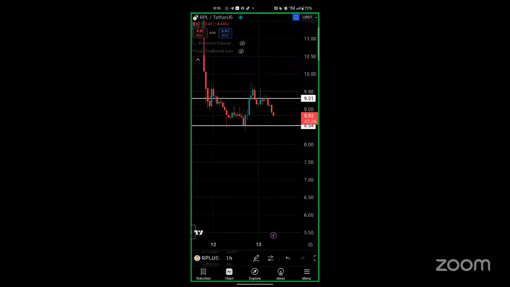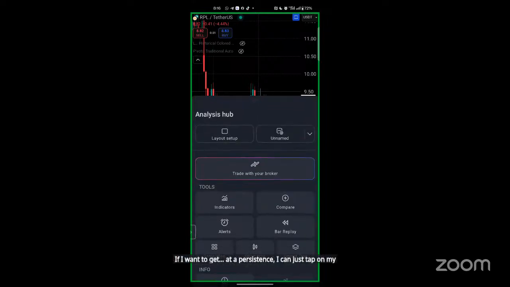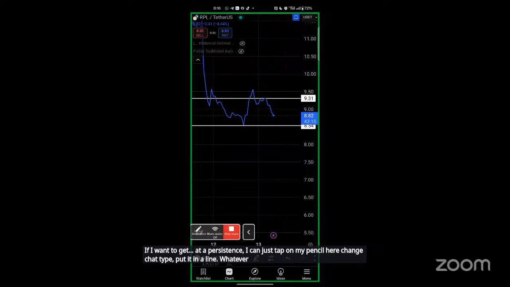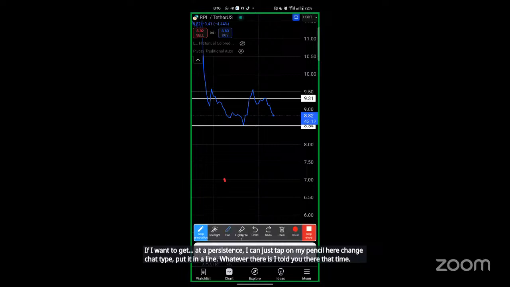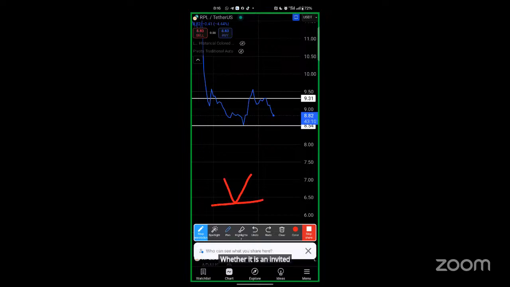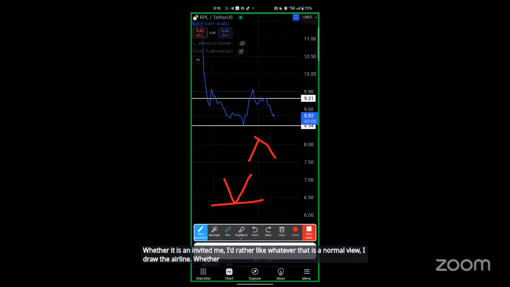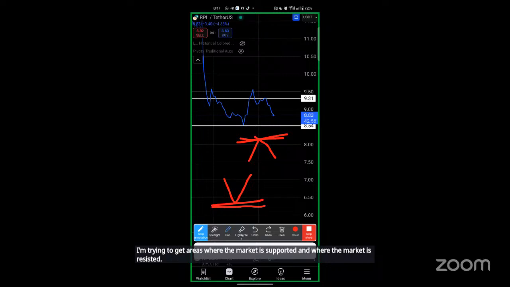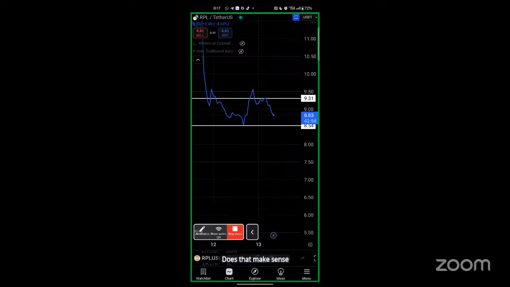If I want to get other confluences, I can pick my pencil here, change chart type, and put it in a line. As I told you the other time, wherever there is an inverted V, I draw the line. Wherever there is a normal V, I draw the line. I'm trying to get areas where the market is supported and where the market is resisted. Does that make sense? This is even before I apply indicators to help me. So I start drawing my lines.